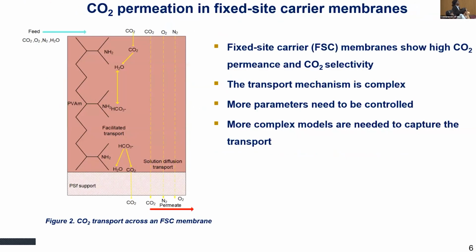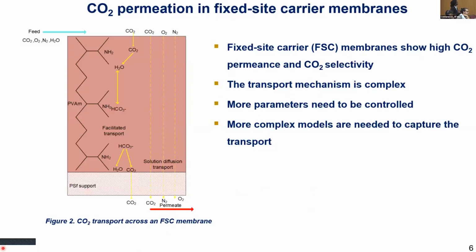To address the challenges that I have mentioned, you need highly effective membranes that give high CO2 permeance as well as CO2 selectivity. And you can also address this challenge by systems process engineering and optimization. One such membrane that exhibits high CO2 permeation is a fixed site carrier membrane, such as polyamine membranes.